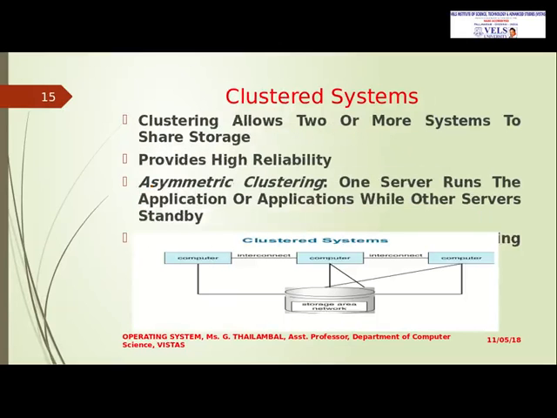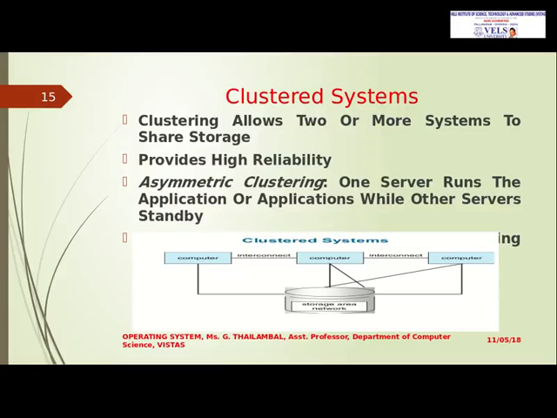And the next type is the clustered system. What is meant by clustering? Grouping together. So clustering allows two or more systems to share the storage. Instead of storing it in a separate server, we are going to use two or more systems to share the storage. It also provides high reliability because the stored information will be secured, so high reliability will be there. And you have two types again, asymmetric clustering and symmetric clustering. In asymmetric clustering, one server will be running the application and all other servers will be in standby.